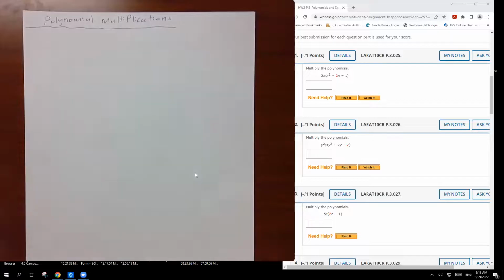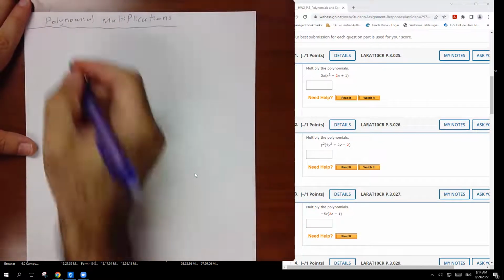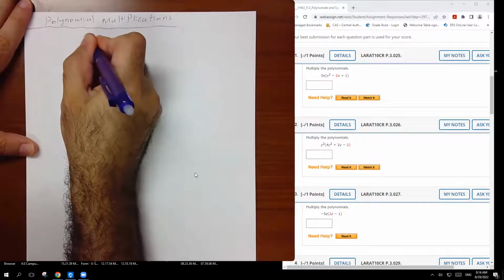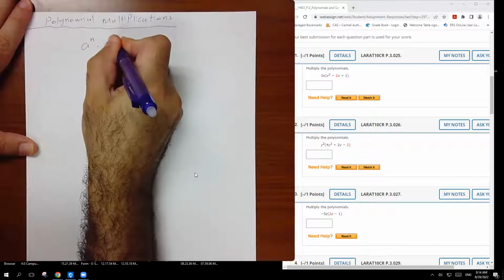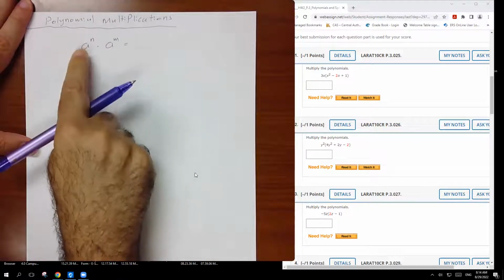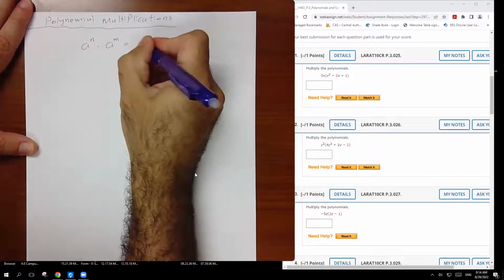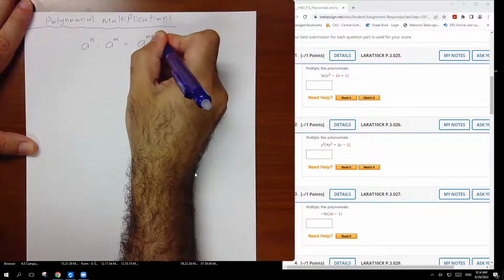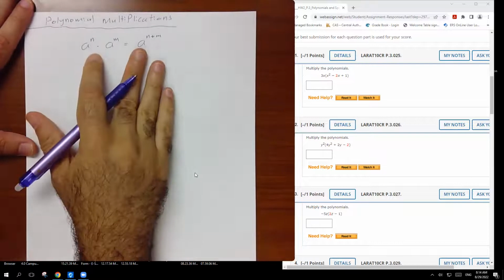So, polynomial multiplication. We already took a rule which is really important. If you remember, if we have a to the exponent n times a to the exponent m, when you multiply the same base with different exponents, you add the exponents. We're always going to use this rule.